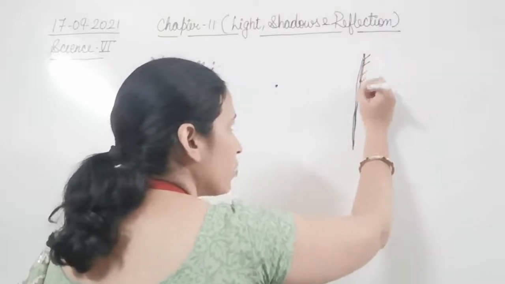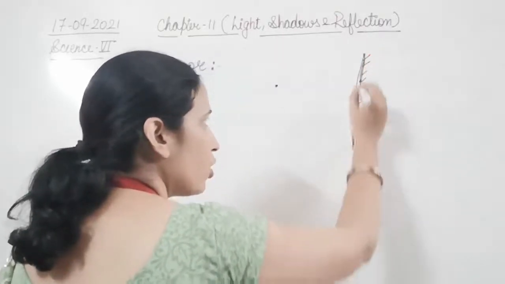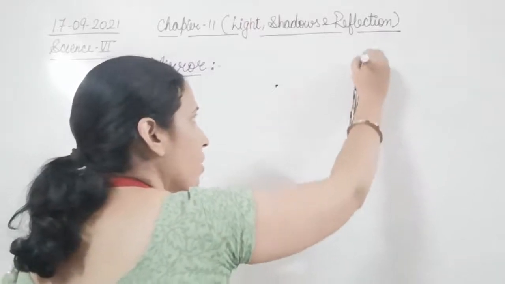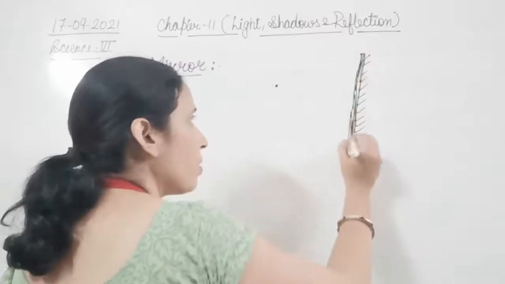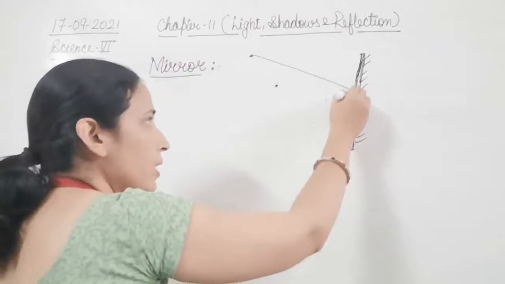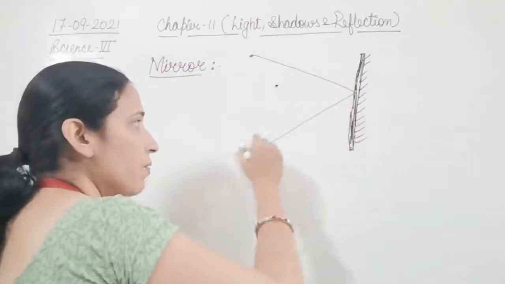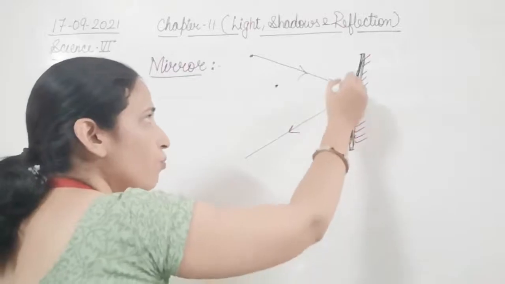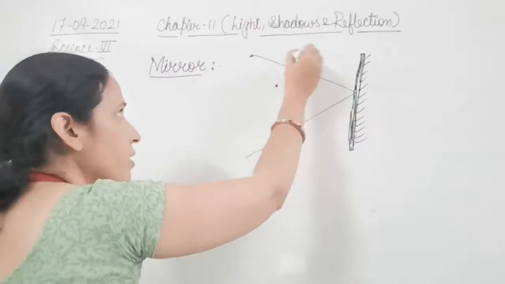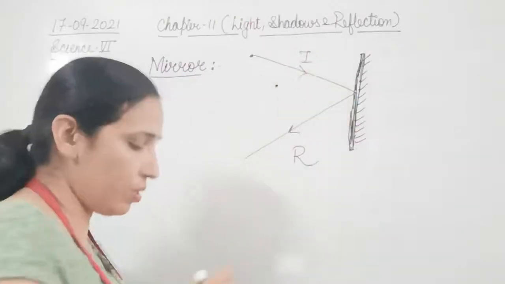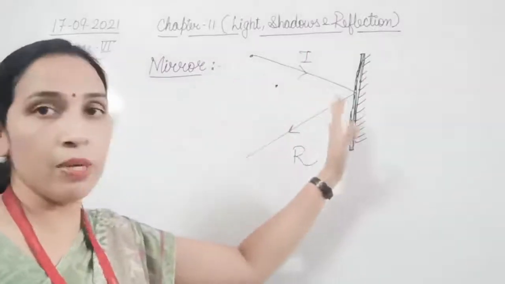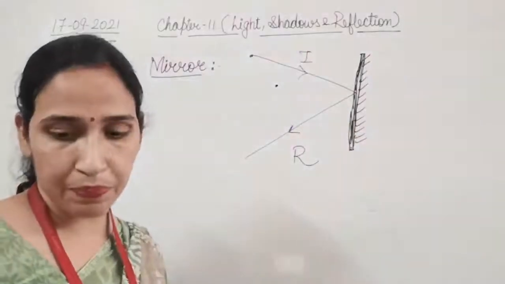This slant line indicates that this side of the plane mirror is polished. When light strikes and is then reflected back, it helps to form an image in this plane mirror. This will be your incident ray, and this will be your reflected ray, and it helps to form the image on the plane mirror.